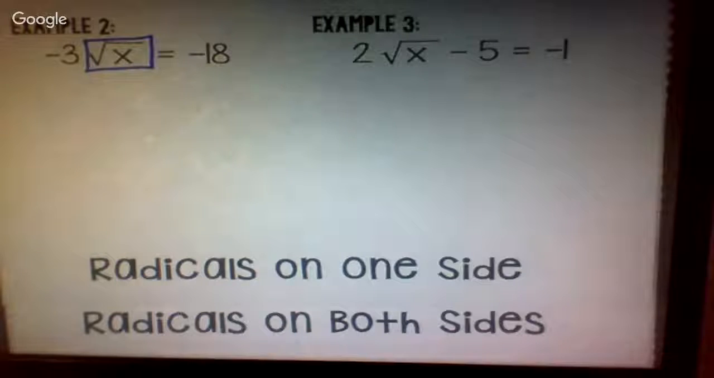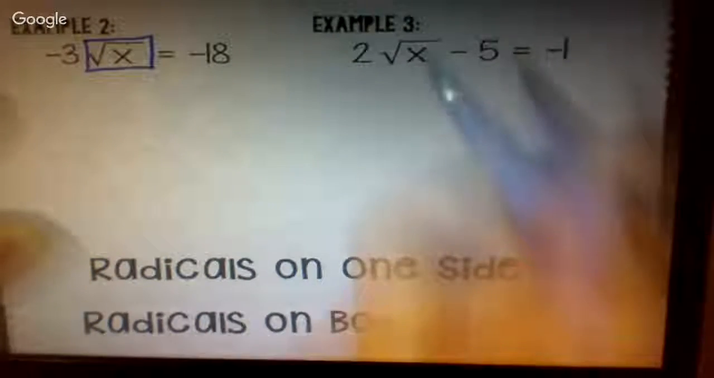Think about this. If I had negative 3x equals negative 18, how do I get rid of this negative 3? You divide it. Negative 3x is negative 3 times x. Negative 3 square roots of x is negative 3 times the square root of x. So to get rid of that negative 3, we must divide. So please be very careful whether you're adding, subtracting, or dividing.